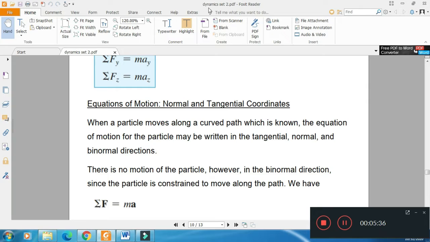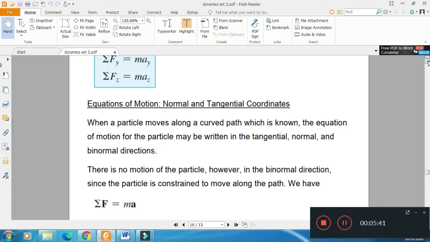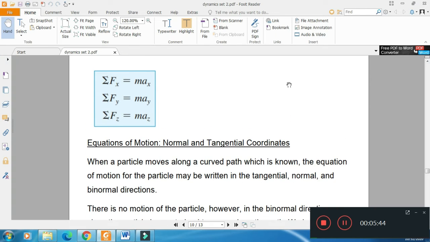max, similarly summation Fy equal to may, and similarly for z direction summation Fz equal to maz. So we will be using these three basic equations when we solve the problem in a rectangular coordinate system. It depends on the given data and the required output which coordinate system has to be used.